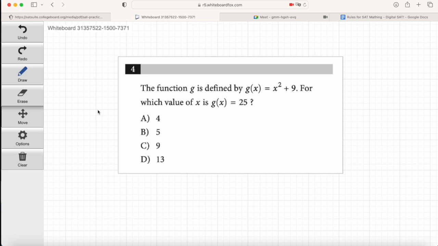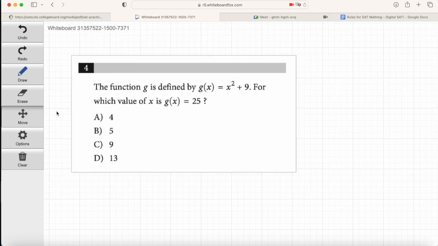First, I want to step back a little bit and talk about functions and what functions mean, okay? A lot of students get tripped up on this. I'm going to give you an example of a function. It's a different function from the one in the question, but I'm using this one just because it's a really simple function.